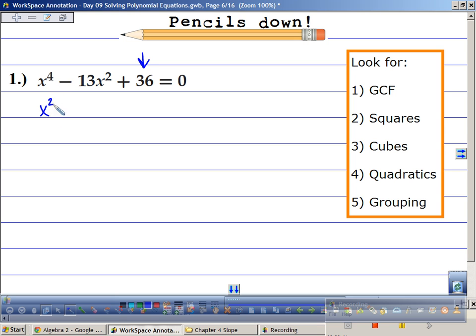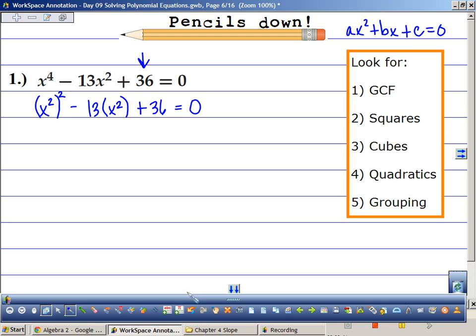It's x squared squared, minus, not yet. Okay, so I'm going to rewrite it this way. So I can't use GCF, I can't use squares, there's no cubes. Quadratics. Quadratics look like this. Is that in the form of a quadratic?